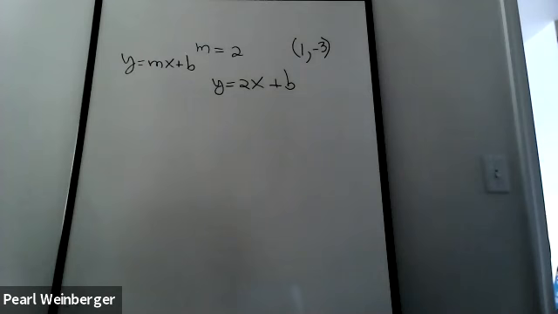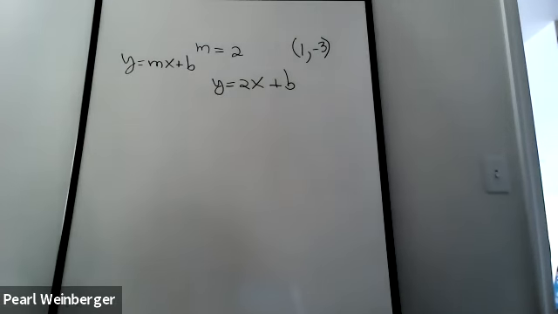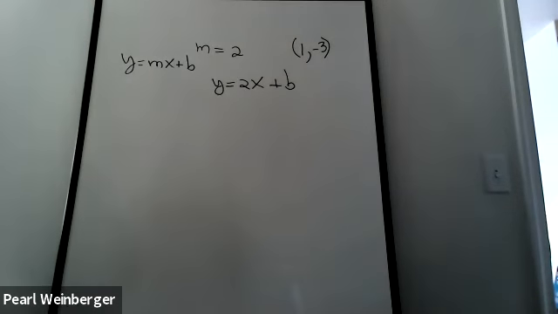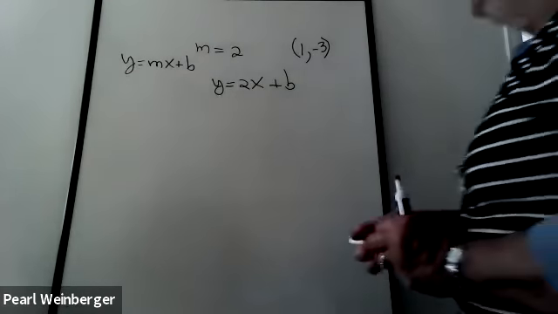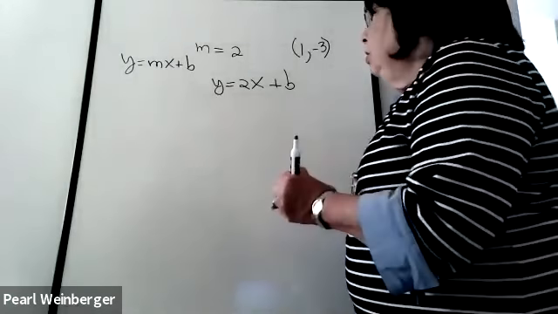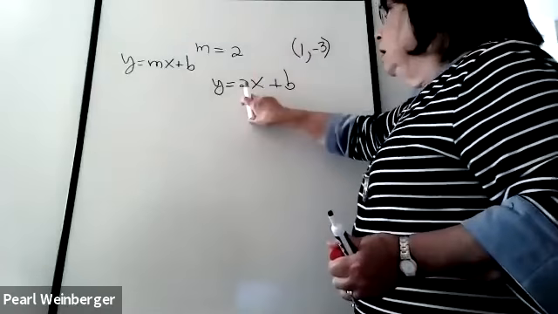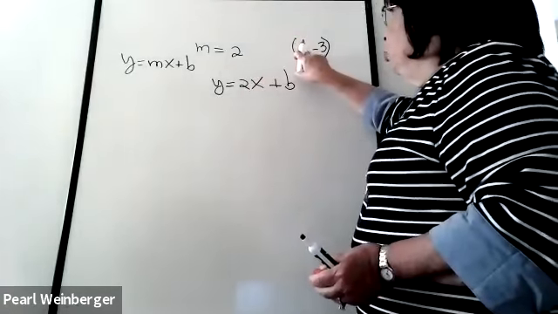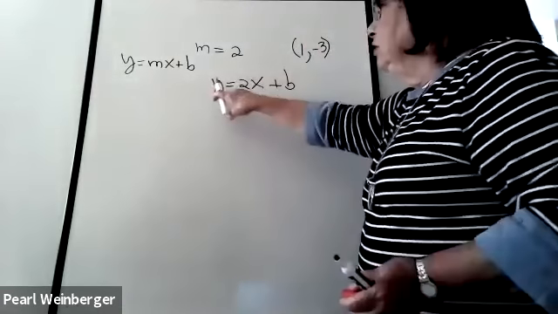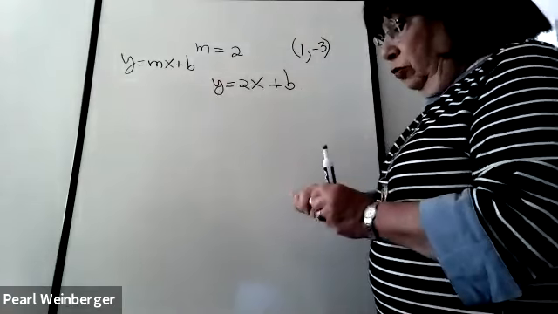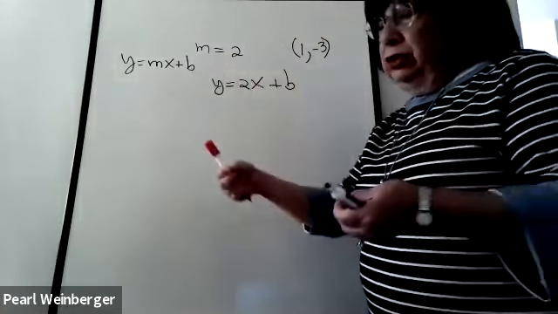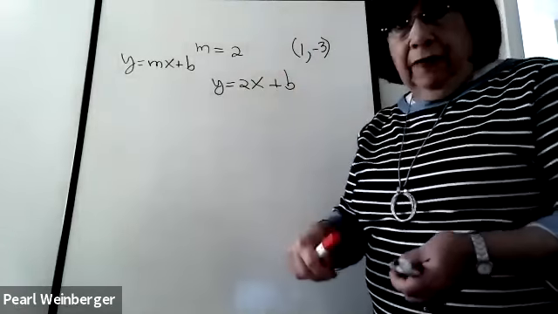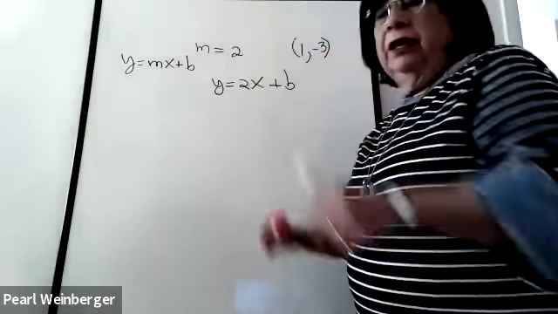Just want to get a different colored marker, using a red. In order for this point to be on the line, when I stick in the coordinates of the point, the x and the y, it's going to make the equation work out. That is the relationship between points on a line and the equation of the line. The points work in the equation.